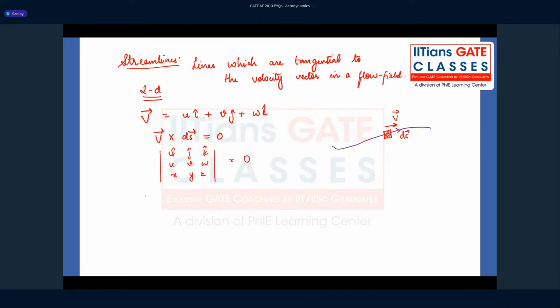So what is the equation that you obtain, guys? You obtain dx by u. This is essentially dx, dy, dz. So dx by u is equal to dy by v is equal to dz by w. This is the equation of a streamline.